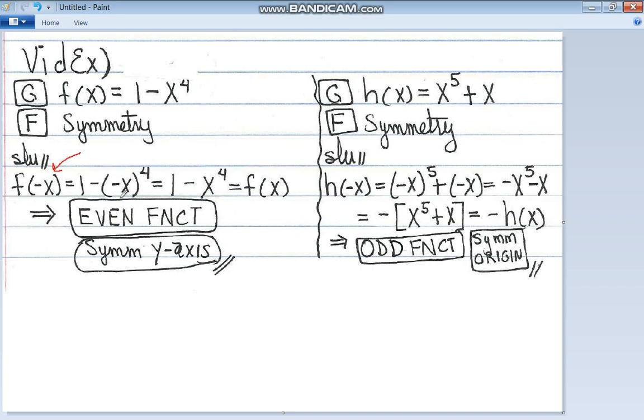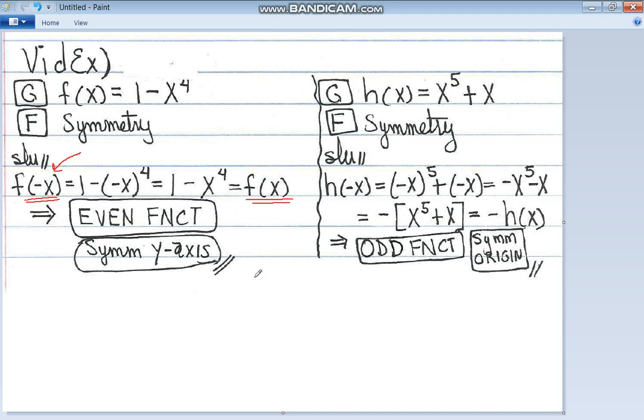We're simplifying the exponent first, and since we know a negative base raised to an even power gives me a positive, we change the negative x to the fourth to x to the fourth. So we've got 1 minus x to the fourth. But guess what? That's exactly what f of x is, 1 minus x to the fourth. So we have demonstrated here that f of negative x is equal to f of x. That means we have an even function.